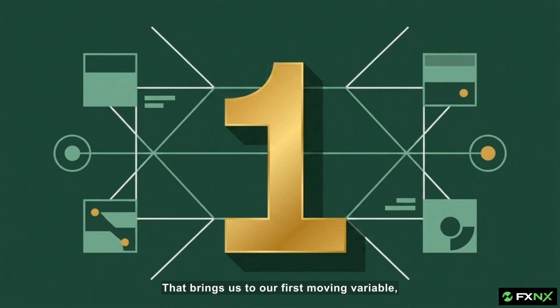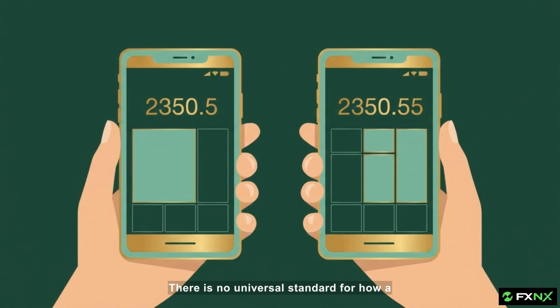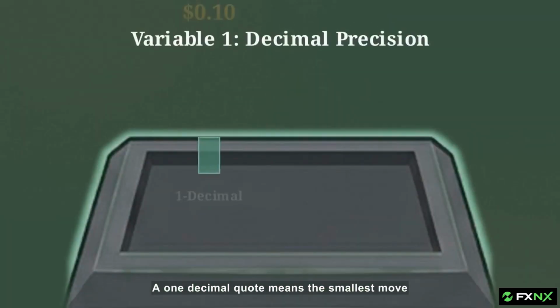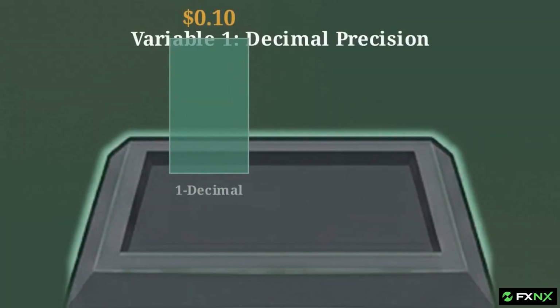That brings us to our first moving variable, decimal precision. There is no universal standard for how a broker quotes the price of gold. A 1 decimal quote means the smallest move is 10 cents. A 2 decimal quote is 1 cent.